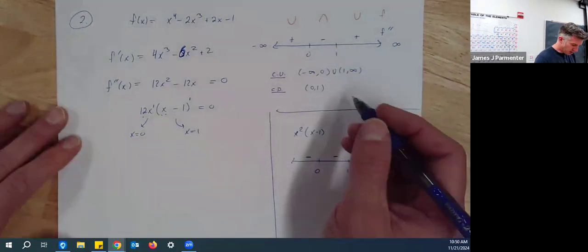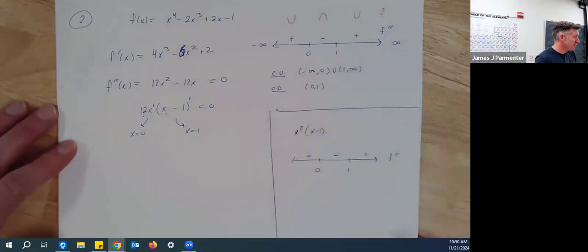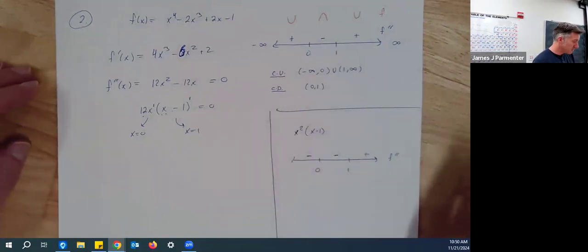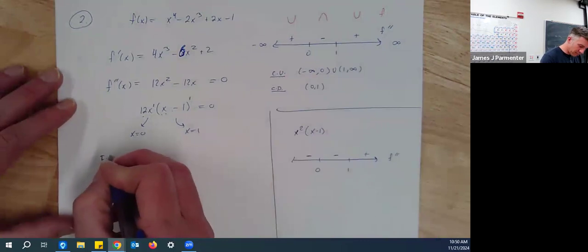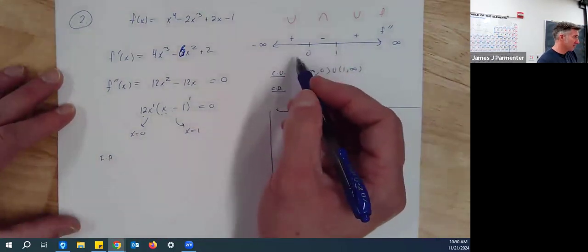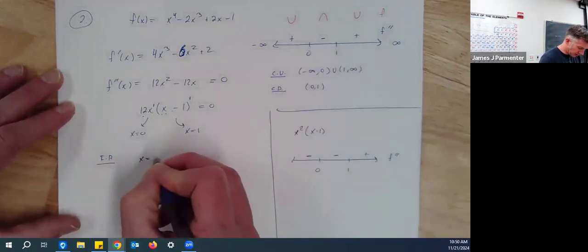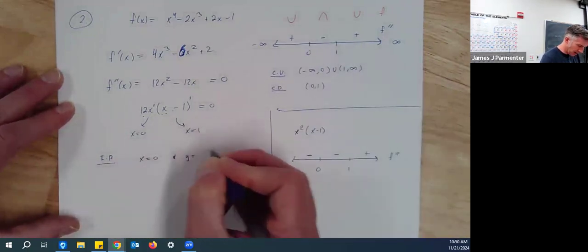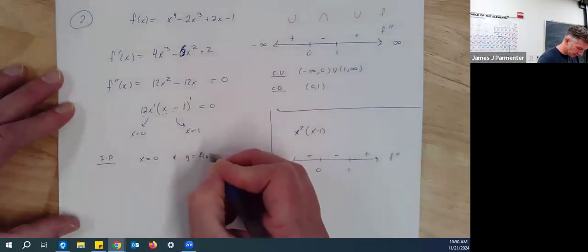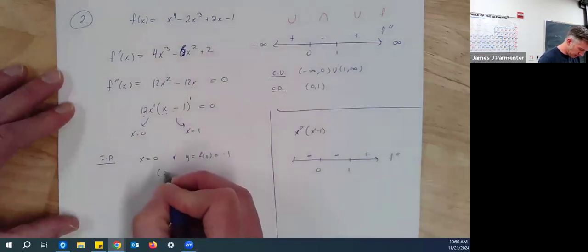find the inflection points. So if it just says find the inflection points, technically we should also find the y value. So we definitely have inflection points at both of those critical points, because both of those places are where the concavity changes. So you have an inflection point at x equal to 0 and y equal to f of 0, which is going to be just -1. So that would be the point 0, -1.